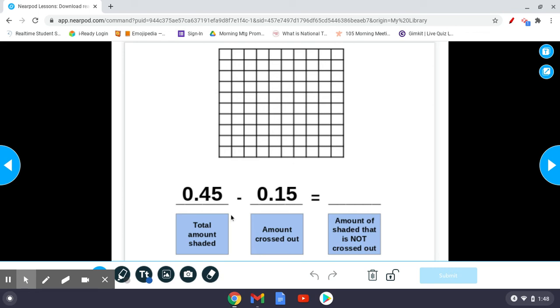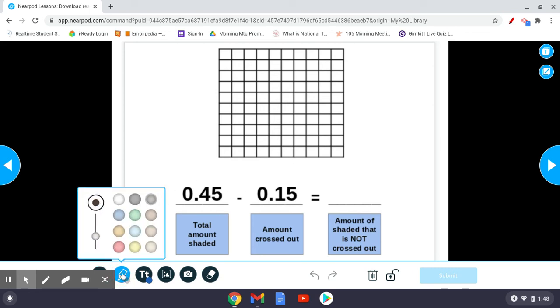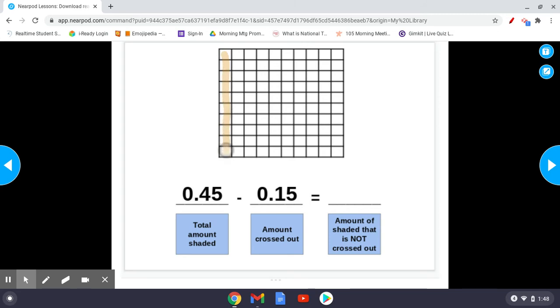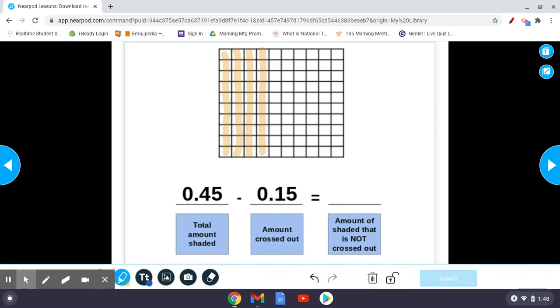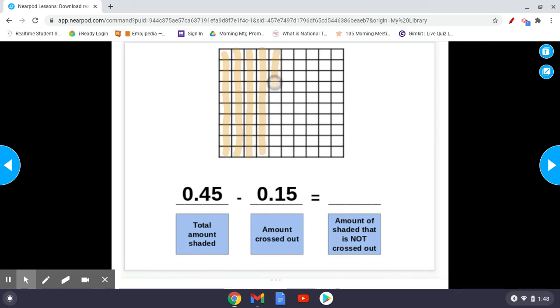So the first thing that we need to do is shade in the first amount. So I'm going to hit the highlighter. I'm going to adjust the size of the pen, and then I'm going to select my shading color. So the first thing I have to shade in is 4500s, and I'm using these little clues down below today to help me with modeling. So 4500, so that means I'm going to have one entire column, 2, 3, 4, and then 5 more. 1, 2, 3, 4, 5.